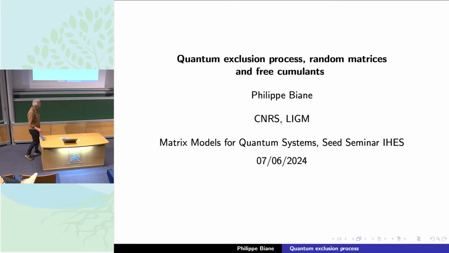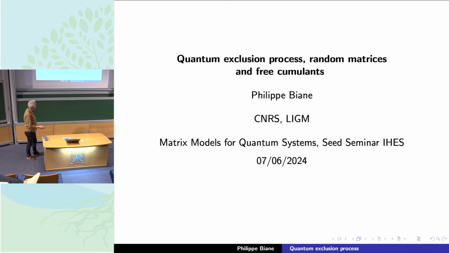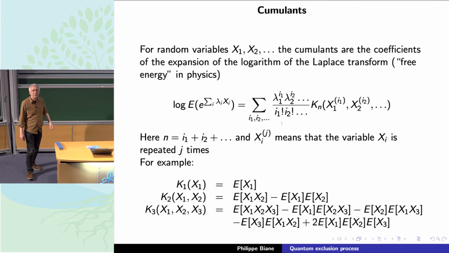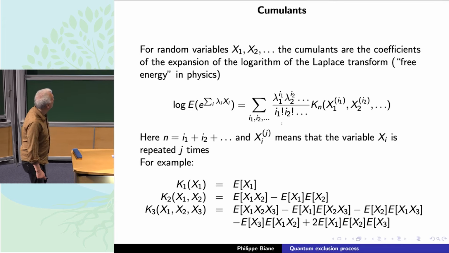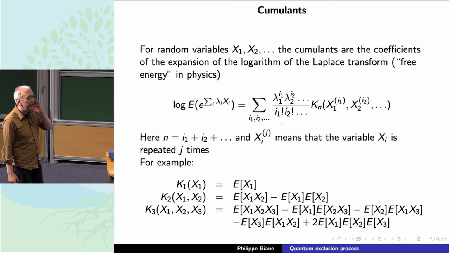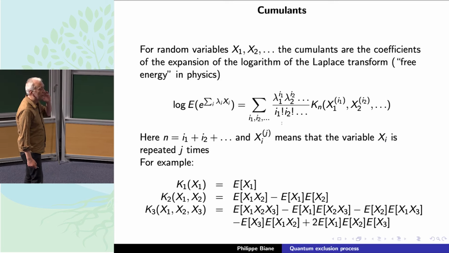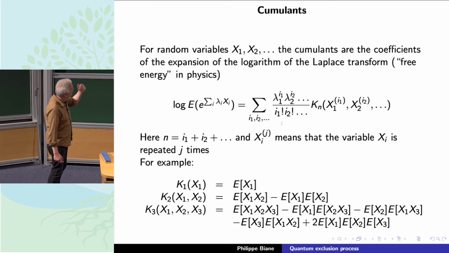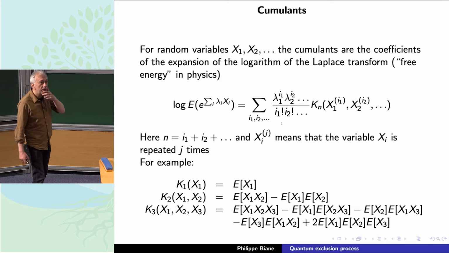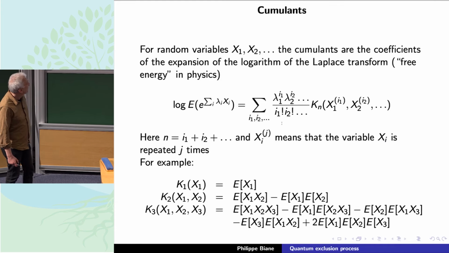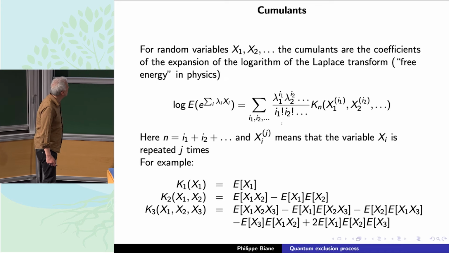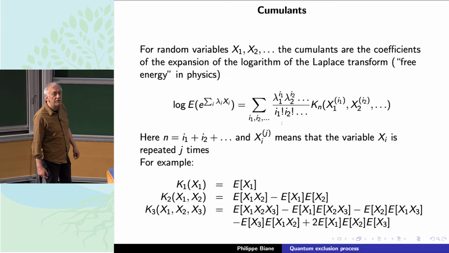Okay, so I will not assume that anybody knows anything about free cumulants, so I will say a few words. I will start with cumulants, which I think are familiar. If we have random variables and we take the logarithm of the Laplace transform, we can expand this into a series. And the coefficients are the cumulants of the random variables. They are just polynomial in the joint moments of the random variables. For example, the first cumulant is just the expectation, the second is the covariance, and so on. So we have an explicit formula.